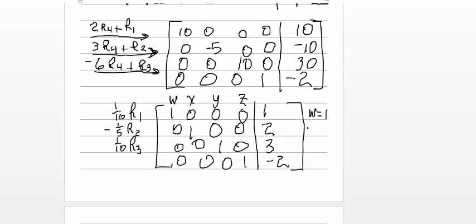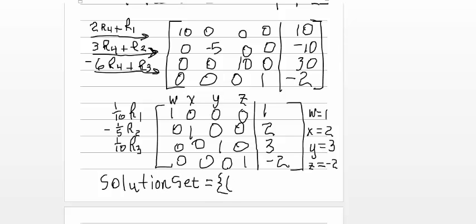This matrix is equivalent to the original matrix and tells me that W is 1, X is 2, Y is 3, and Z is negative 2. So the solution set is the set containing the ordered 4-tuple 1, 2, 3, negative 2.